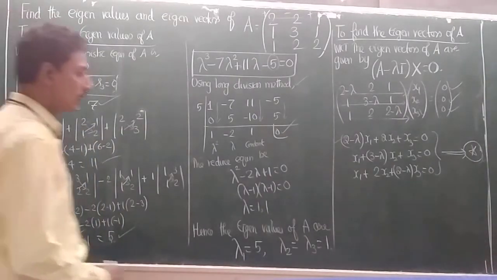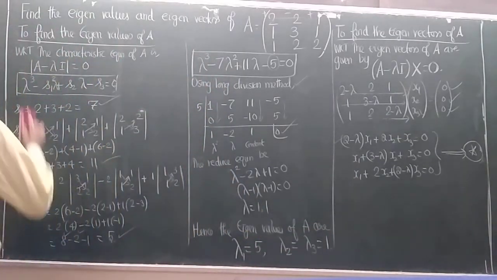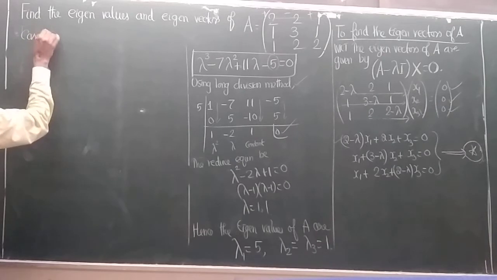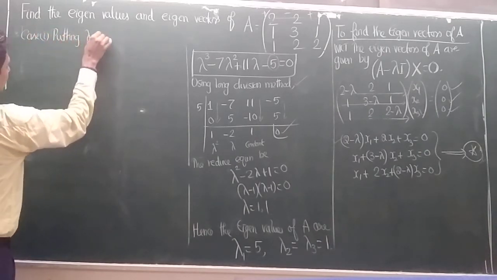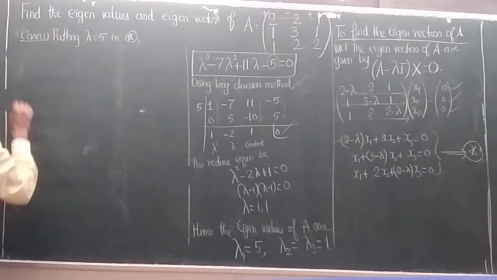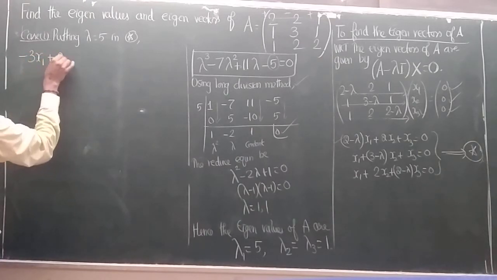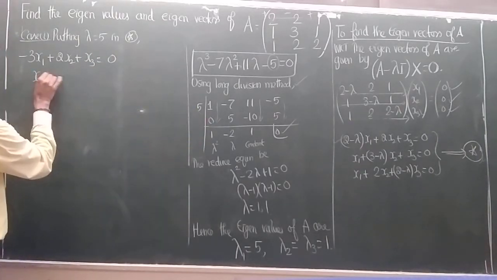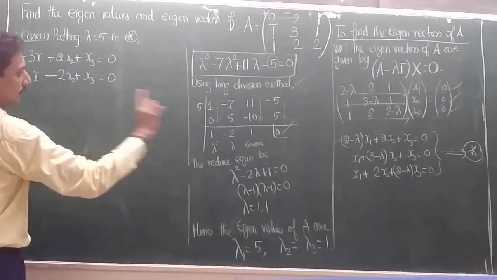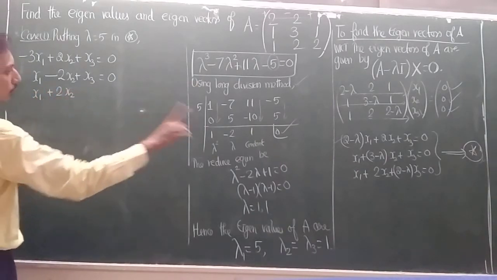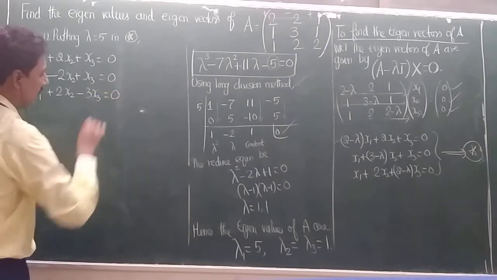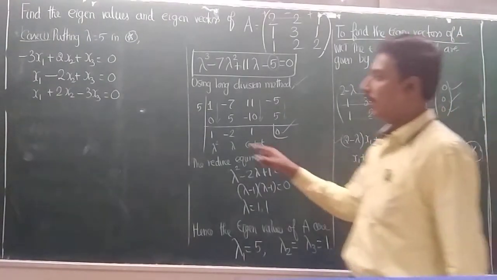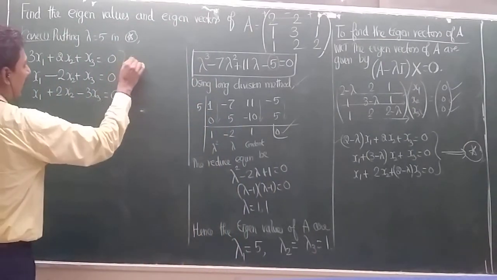Now, my aim is to get the eigenvectors corresponding to the eigenvalues 5, 1, 1. Let us go for the first case. Case number 1: putting lambda equal to 5 in the star equation, the system of equations. What do we get? (2 minus 5), minus 3 x1 plus 2x2 plus x3 is equal to 0. In the second equation, x1 plus (3 minus 5), minus 2 x2 plus x3 is equal to 0. Third equation: x1 plus 2x2 plus (2 minus 5), minus 3 x3 equal to 0. All these three equations are distinct.